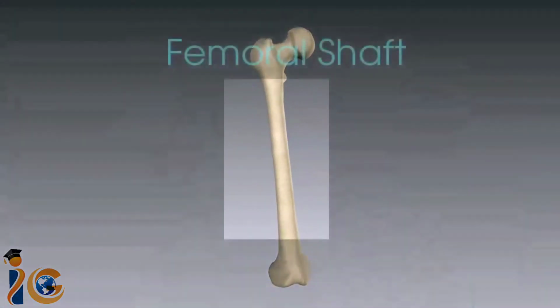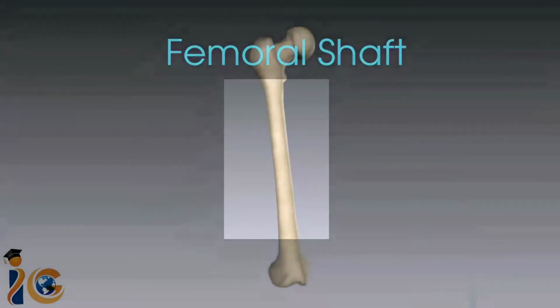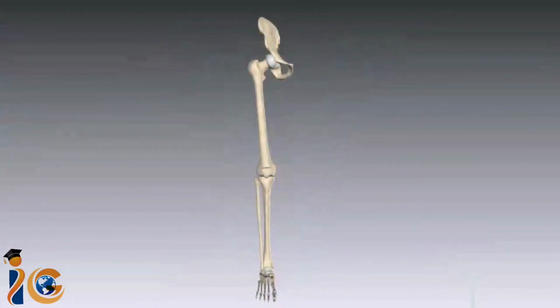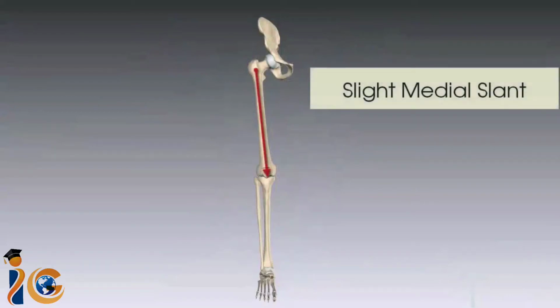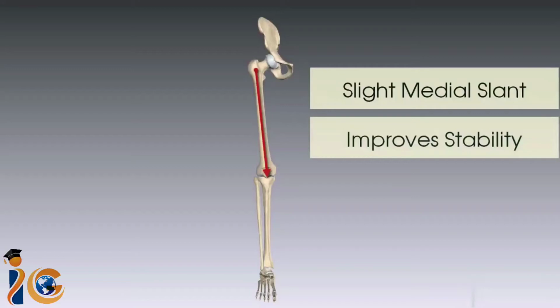So now let's take a look at the shaft of the femur, and the first thing to notice is the slight medial direction of the femoral shaft. Now basically the femoral shaft moves towards the knee because it helps to bring your lower limb closer to the center of your body, and that helps to improve your stability.